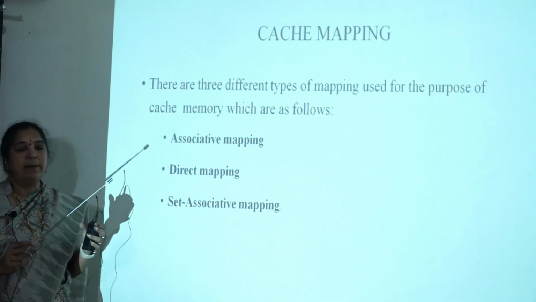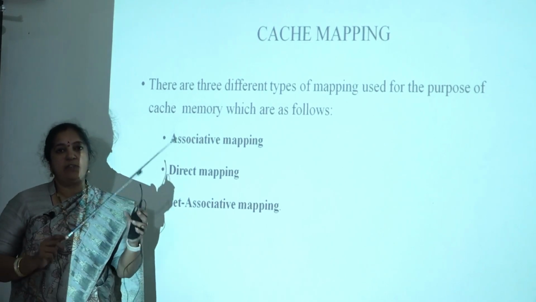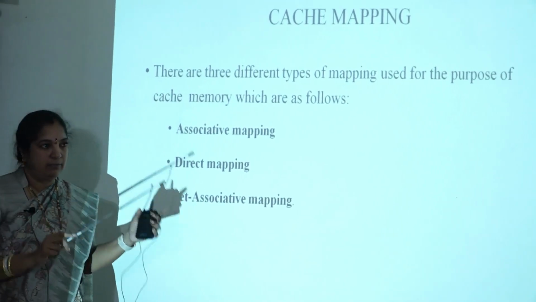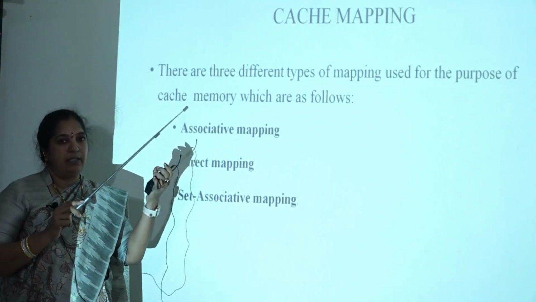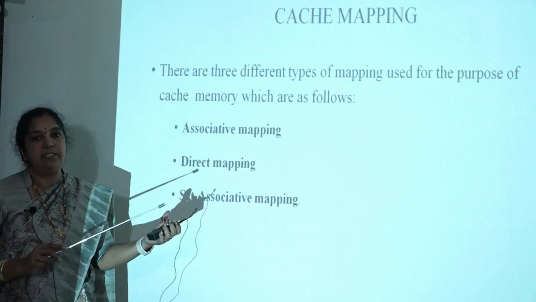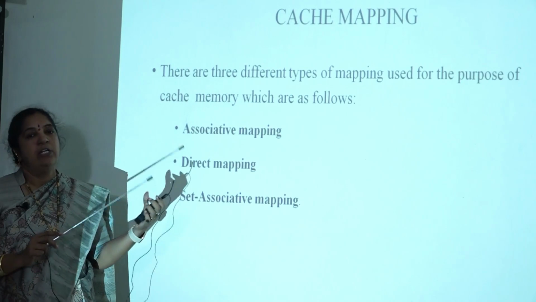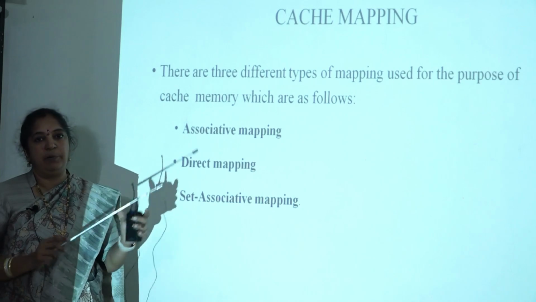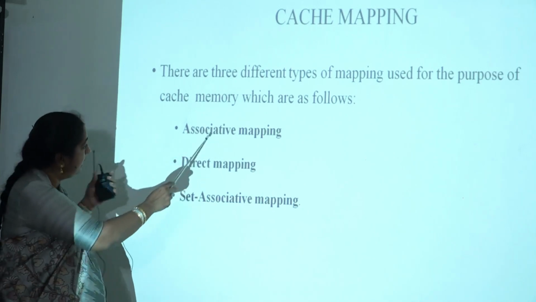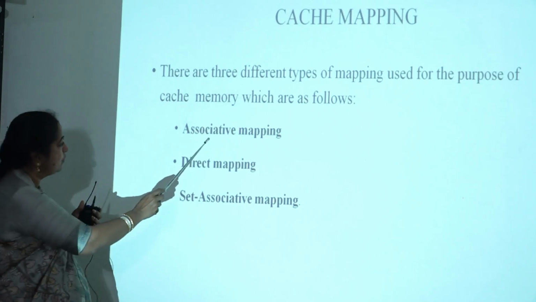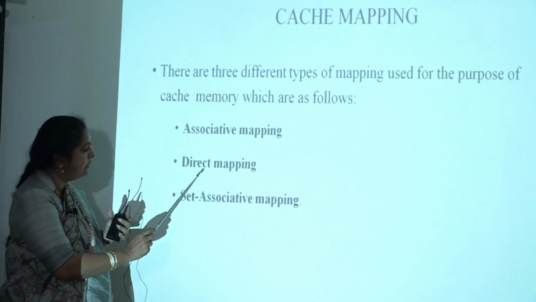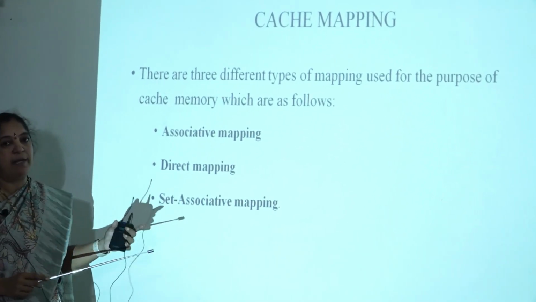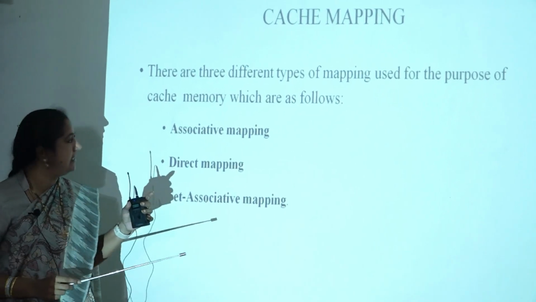So here, suppose the CPU is not finding the word in the cache. Here we are transferring the word or the instruction, whatever is necessary for the CPU, from the main memory to the cache memory. While doing that, we have to map between main memory and the cache memory. There are three different ways of mapping: the first is associative mapping, the second is direct mapping, and the third is set associative mapping. All these mappings have their own advantages and disadvantages.